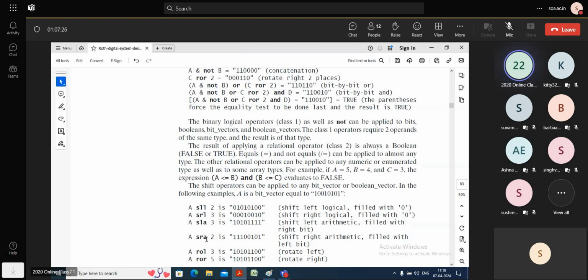Similarly, SRA 2, shift right arithmetic. It will be shifted towards the right, and now it will be filled with the leftmost bit.